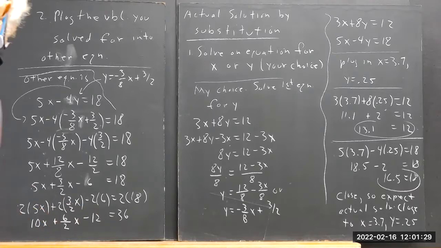But that gives us 10x plus 3x minus 6 equals 18. And we just add 6 to both sides. We're going to add the 10x to the 3x. Then we're going to add 6 to both sides. It's going to give me 13x equals 24. So x equals 24/13.